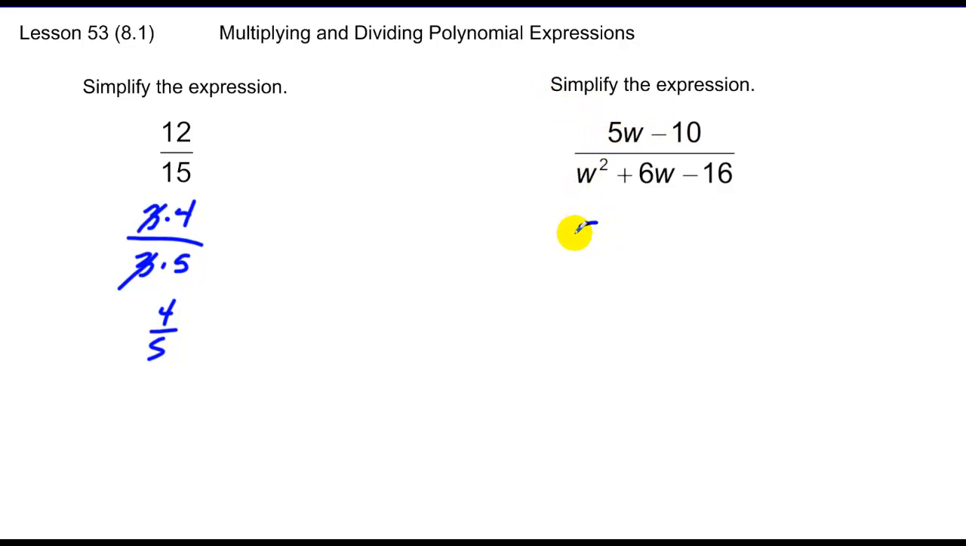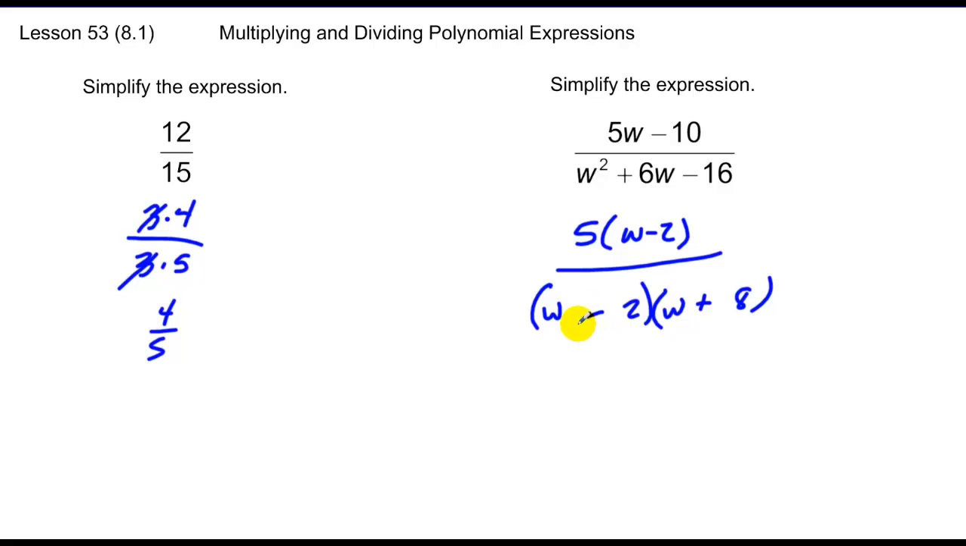So I have 5, which is my GCF, w minus 2 over w here, 2 and 8 with a positive 8 and a negative 2. Now notice I have subtractions, but they're within factors. There's multiplications between these two terms, multiplications between these two terms, and a division separating. So I have only factors and a division.